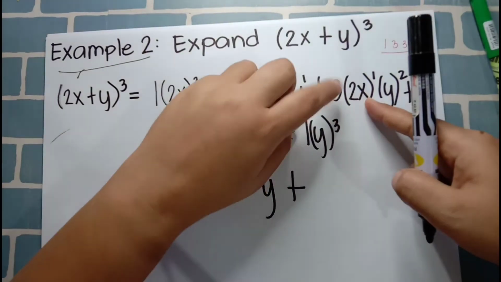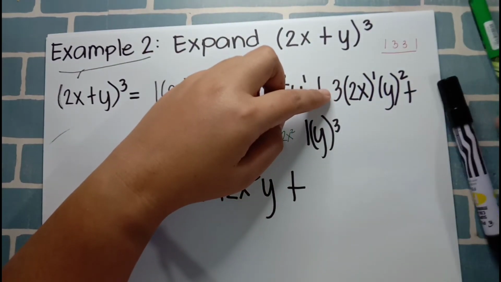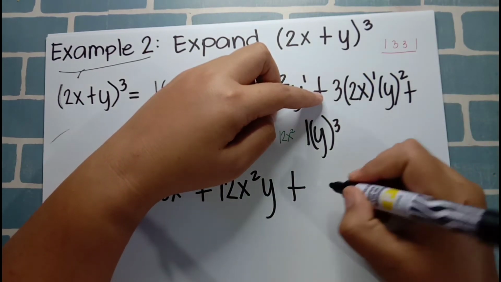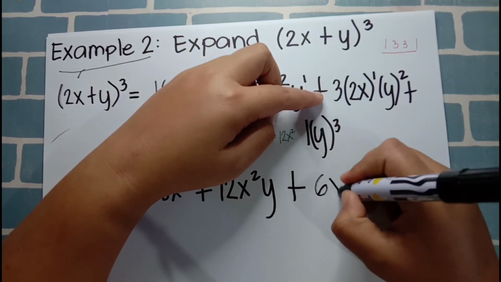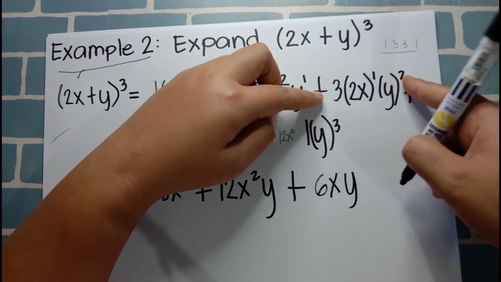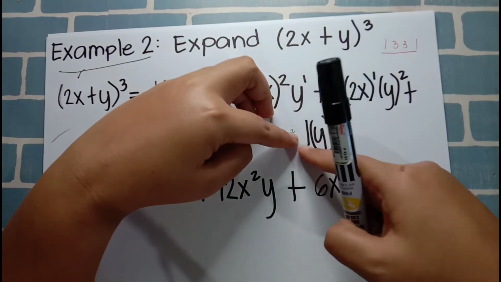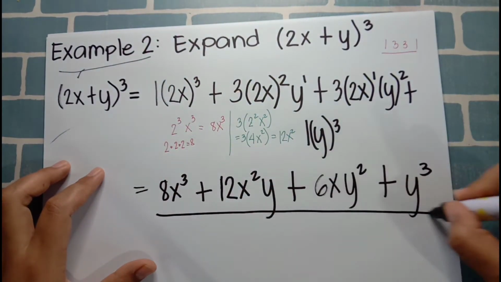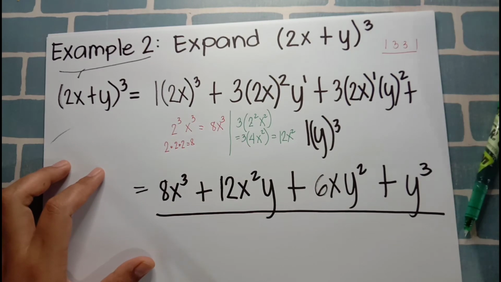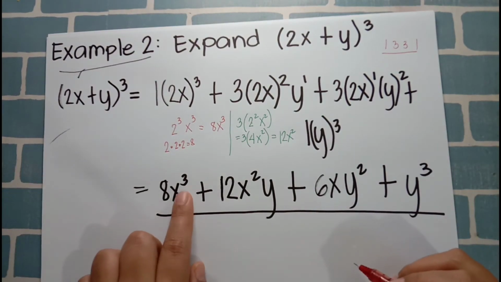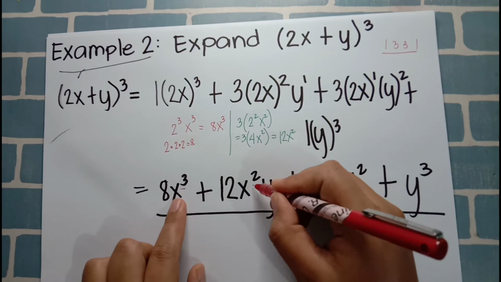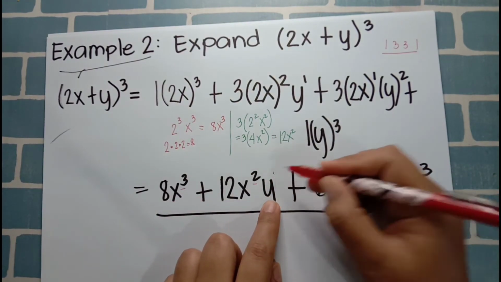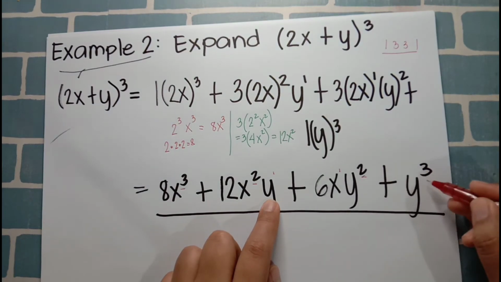Plus 3 times 2x, of course, 6x, y squared, plus y cubed. And that is our final answer: 8x cubed plus 12x squared y plus 6xy squared plus y cubed. So check the exponents to see if they are correct.